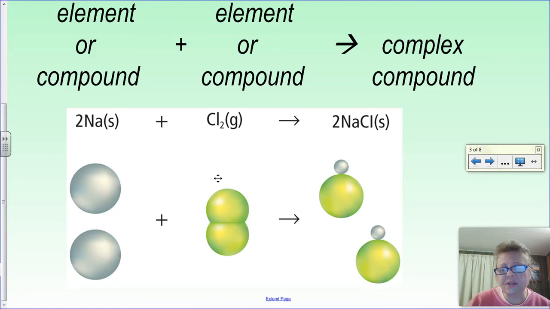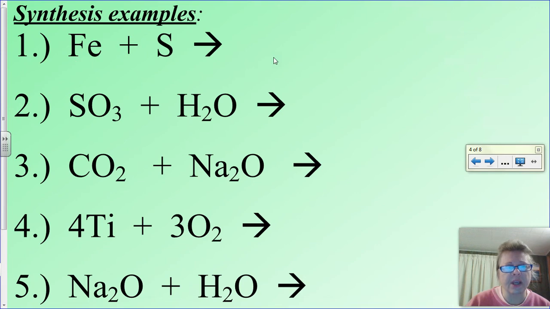Now for our purposes, if there's coefficients involved for the reactants, I will give those to you. It's up to you to figure out what the product is and if there's a coefficient that is needed. So let's go to our first example here. We've got iron reacting with sulfur. And you remember, we're only going to form one product.